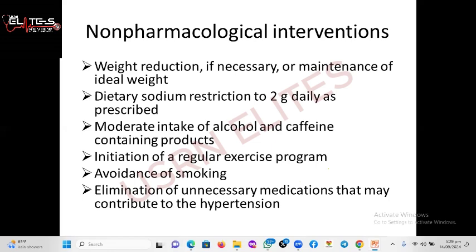Then they will also need to avoid alcohol or moderate alcohol intake. You see what they are saying here? Moderate intake of alcohol and caffeine-containing products.